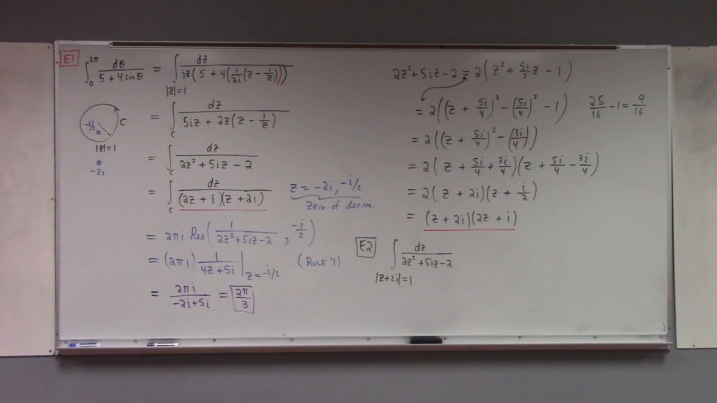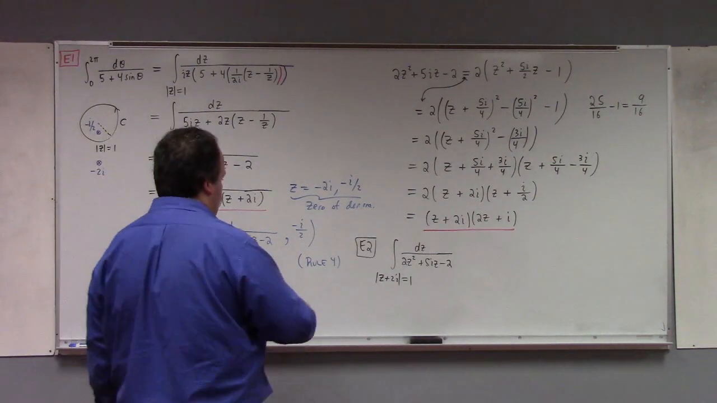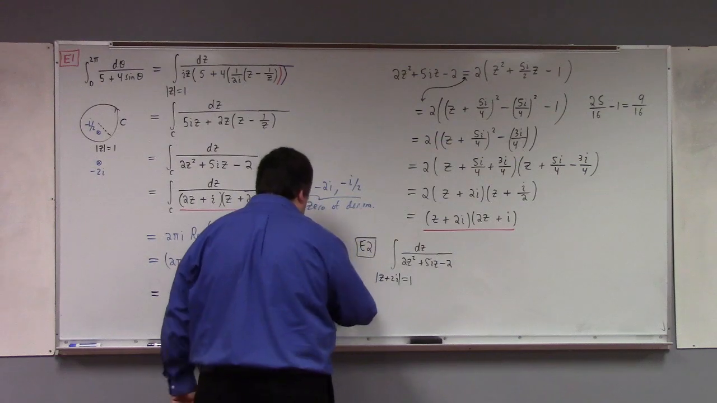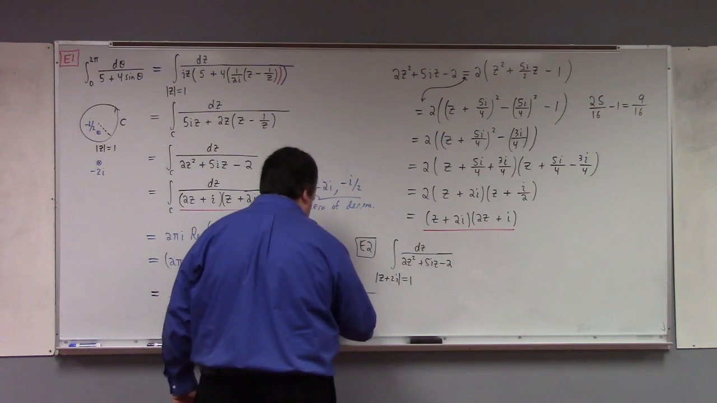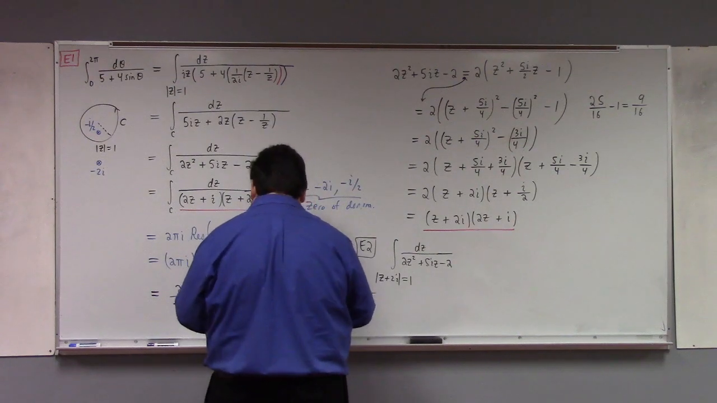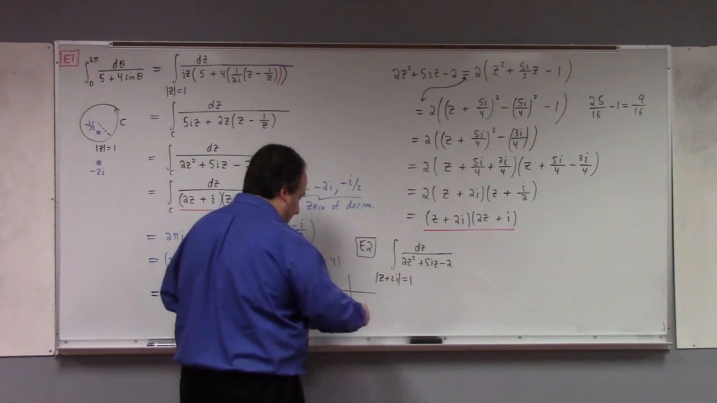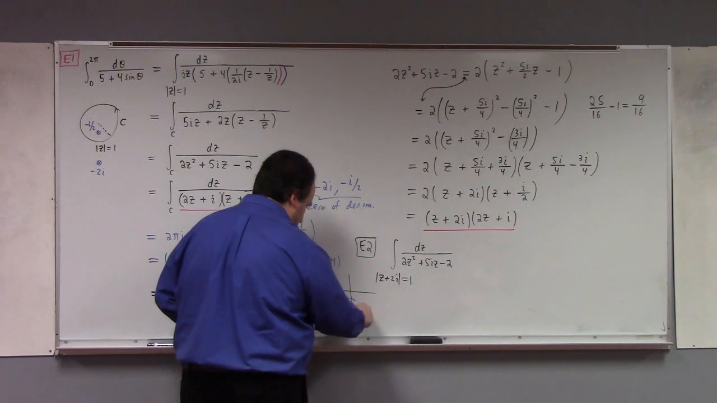Well, maybe trivial is too strong a claim, but you've got to draw a picture, okay? So much of this is just drawing a picture. So minus 2i is the center of the circle. Its radius is 1, right? So it's like this.